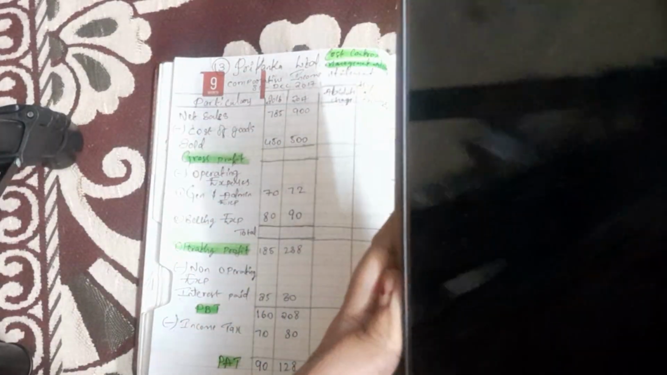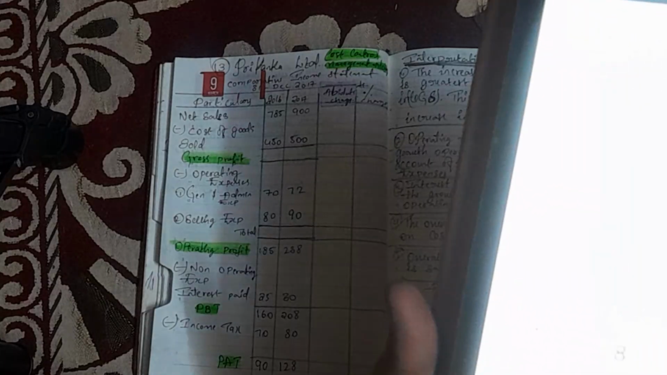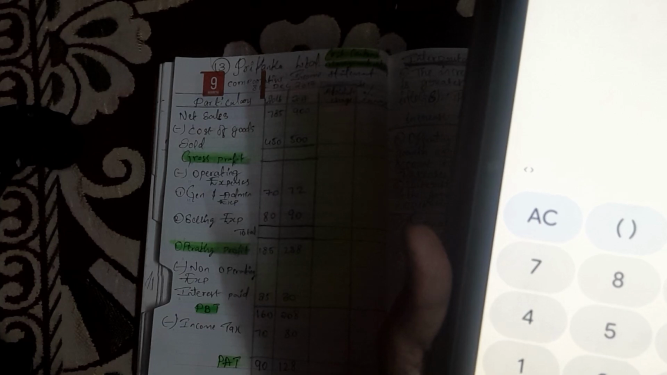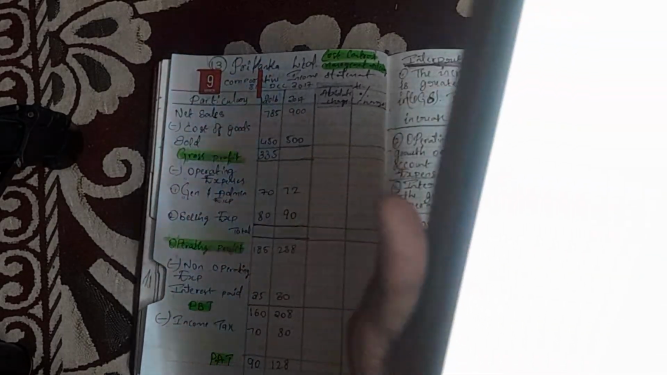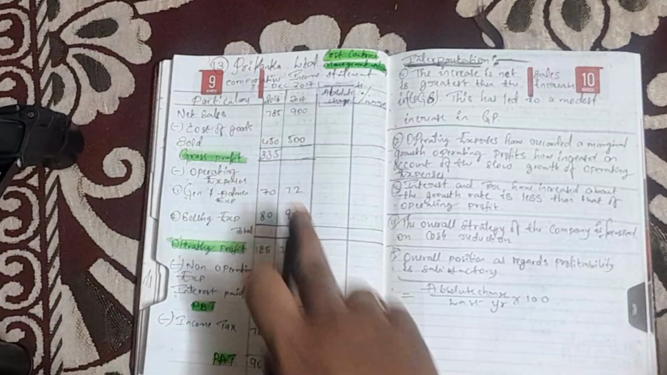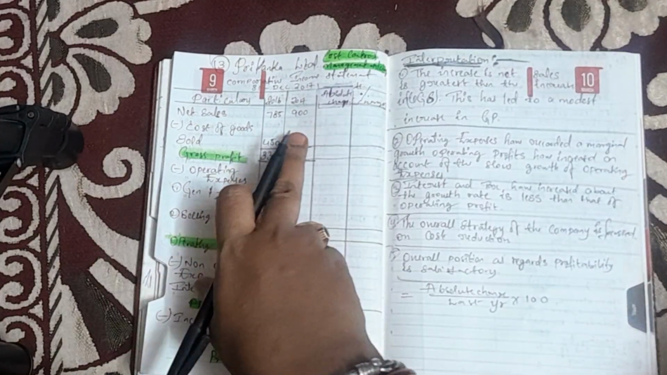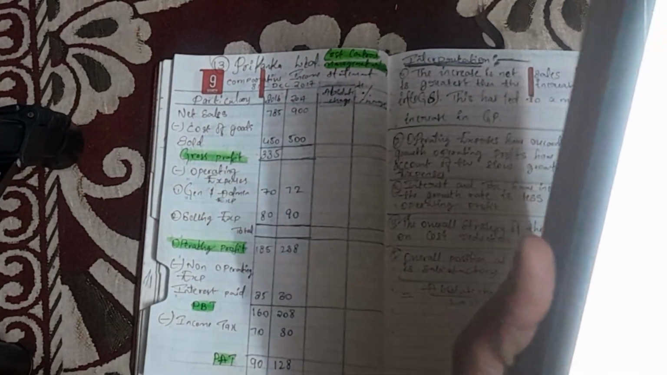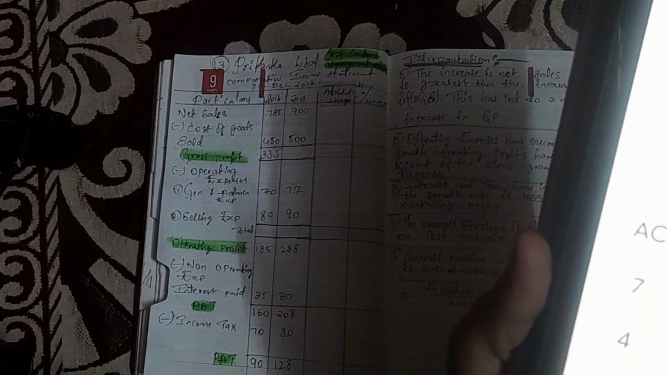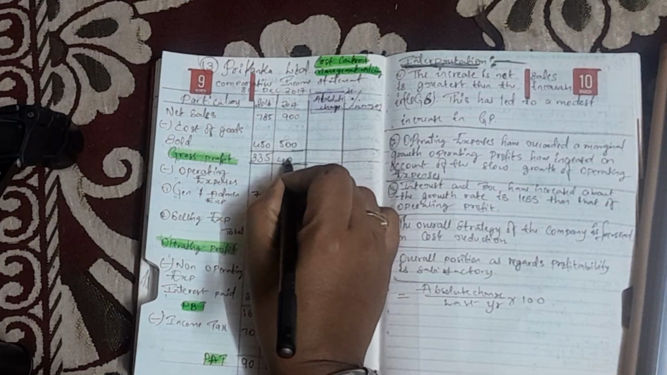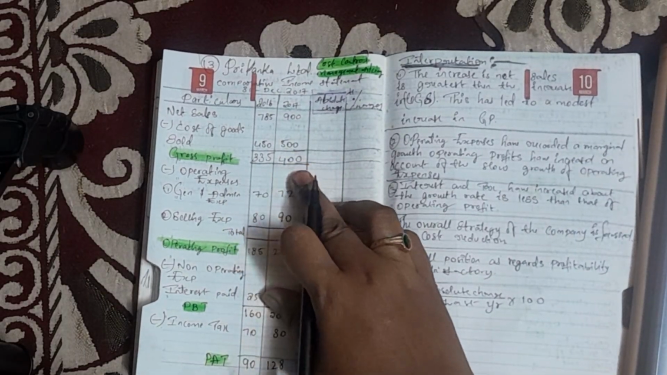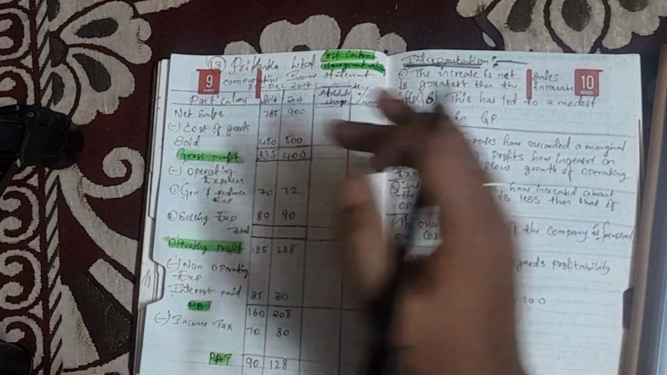I am deducting with the help of a calculator. 785 minus 450, how much did you get? 335 rupees. And net sales 900 minus 500, how much did you get, dear friends? 400. So gross profit is 335 and 400. Now we have to deduct operating expenses.